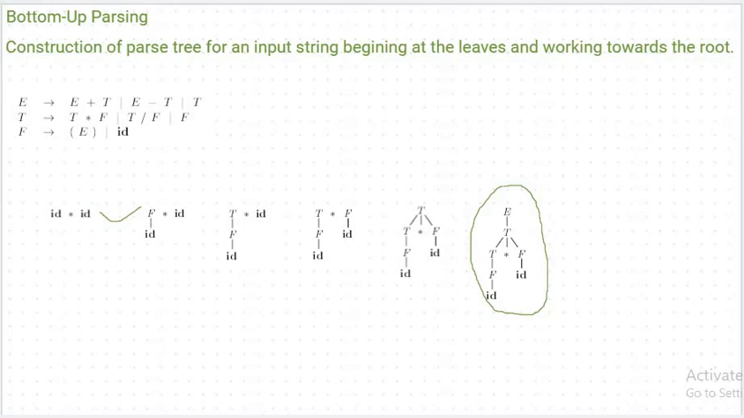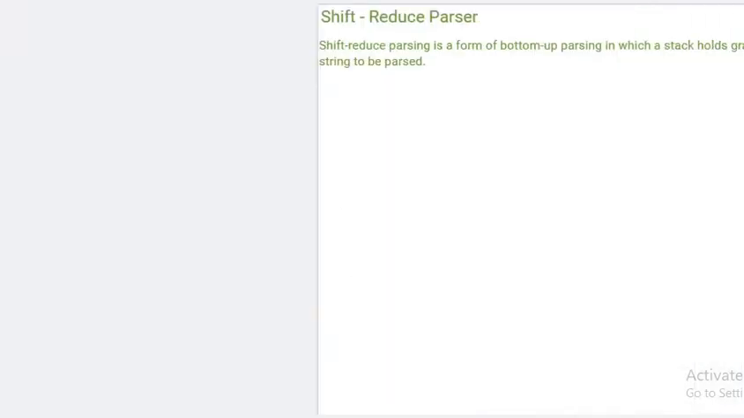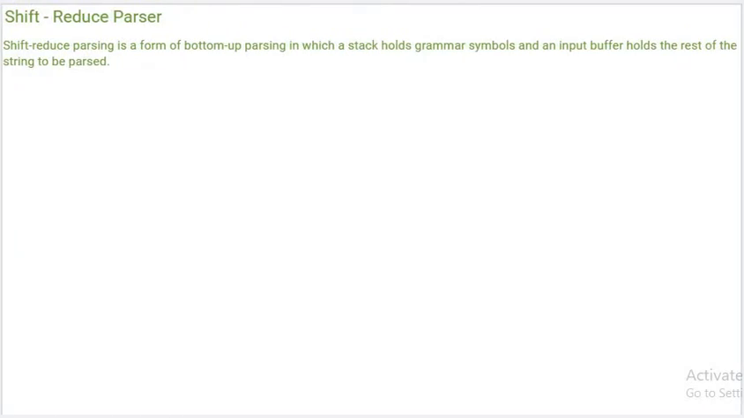Now next we are going to discuss shift reduce parser. So shift reduce parser is a type of bottom-up parsing. Okay, now let us discuss it. So in shift reduce parser, as I already told you, it's a type of bottom-up parsing. So it means that we are going to consider a parse tree from leaf node to root node. In shift reduce parser, we'll be using a stack for the purpose of constructing a parse tree. We'll be making use of a stack.